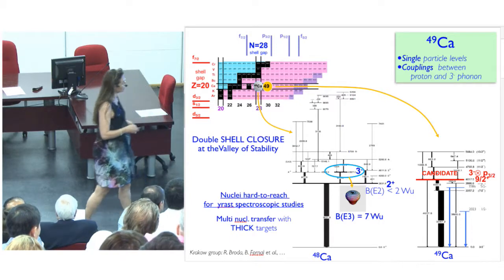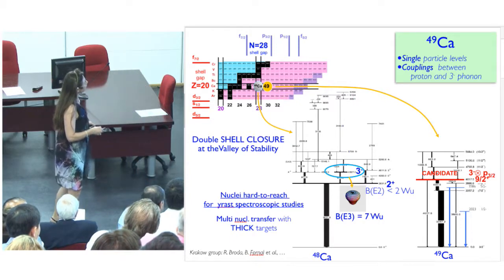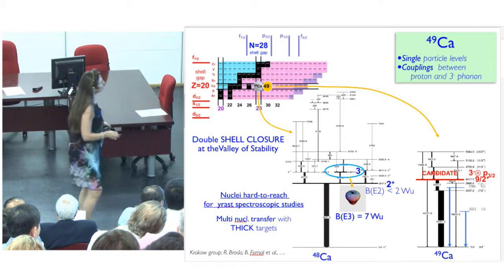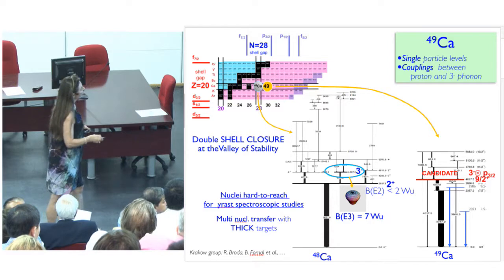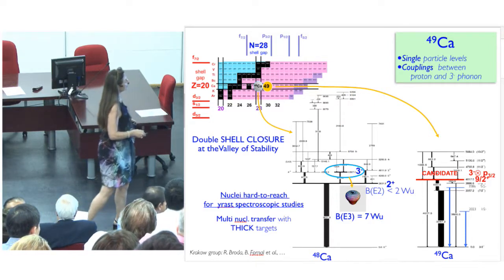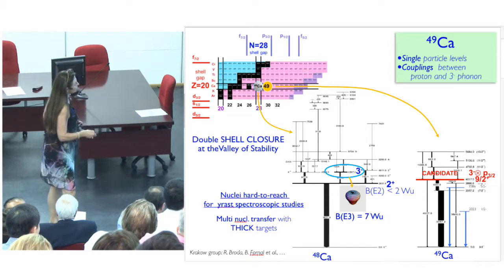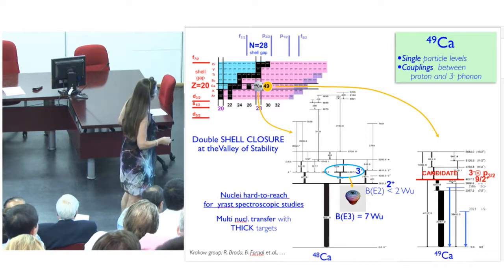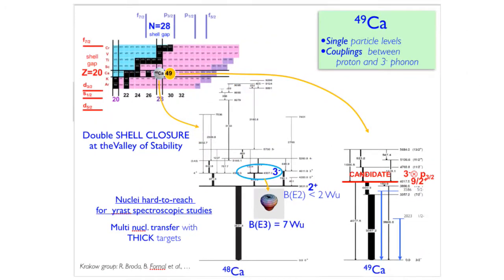is very little collective. So if we now go to study calcium-49, also obtained by the Krakow group, you see that the excitation spectrum, besides having single particle states, also has a complex structure where one expects to see candidates for coupling between the neutron and the octupole phonon. So the idea was to study this case further and to have a firm indication of this type of excitation.